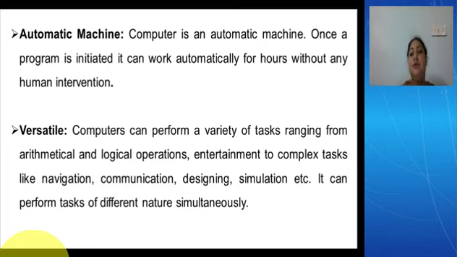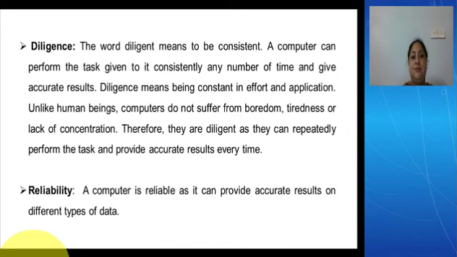Automatic machine. A computer is an automatic machine. That means once it is programmed and initiated, it can work automatically for hours without any human intervention. Versatile. Computers can perform a variety of tasks ranging from arithmetical and logical operations, entertainment, to complex tasks like navigation, communication, designing, simulation, etc. It can perform tasks of different nature simultaneously.